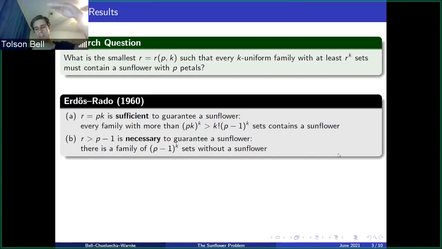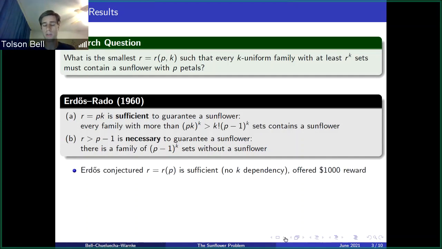So the goal is to find the true answer somewhere between them. And in fact, Erdős conjectured that the true answer is probably basically the lower bound. In fact, that we can eliminate this k term entirely and get only a function of p to guarantee a sunflower. This was a pretty important problem to him. He offered a $1,000 reward for a proof or disproof of it. But to this day, nobody's claimed that.